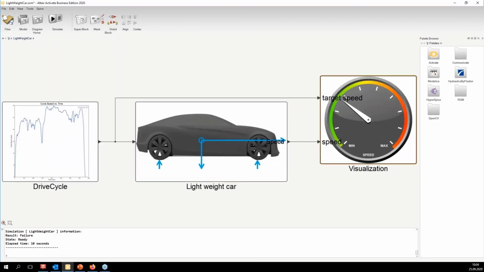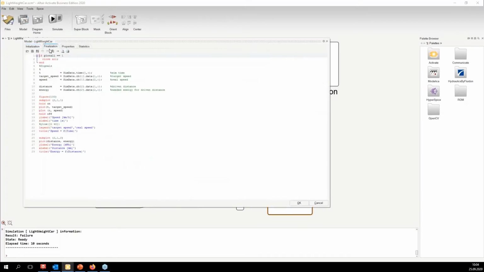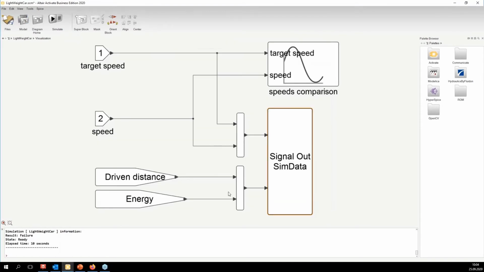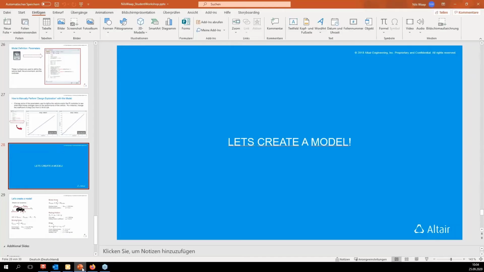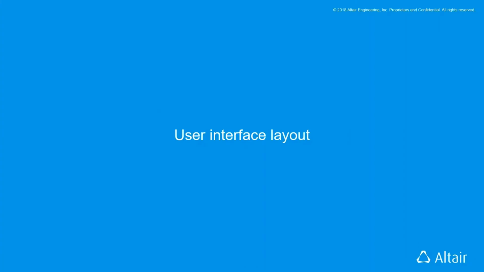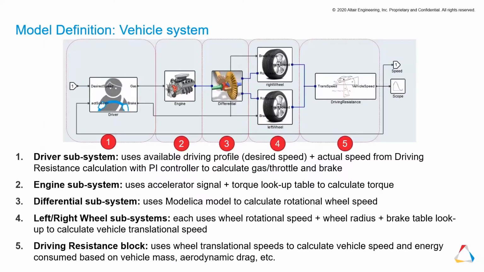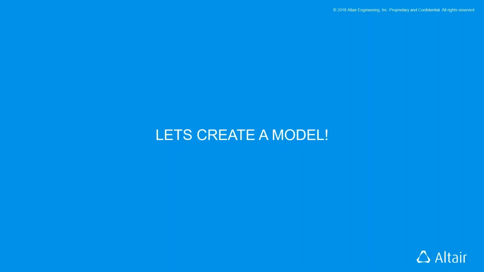And now we go to the visualization part. You can see here, as I showed you in the slides, you have the signal out block. Go into post-processing, you can see here. Okay, so yeah, this is the actual model. So let's go back to where we have been.